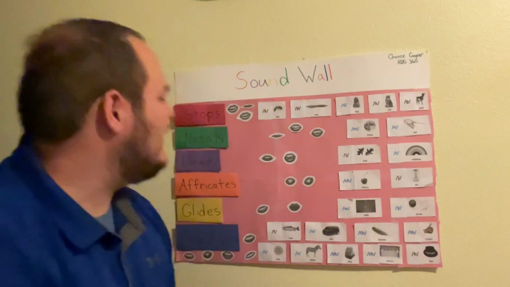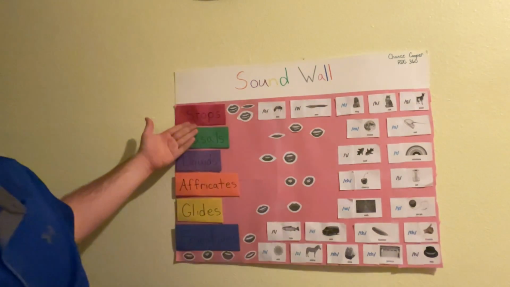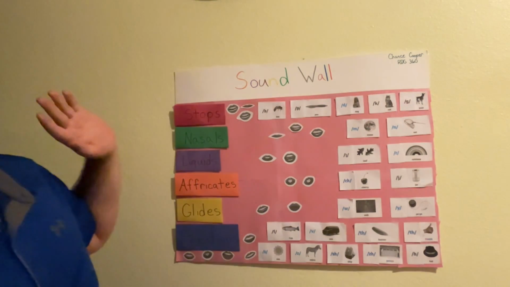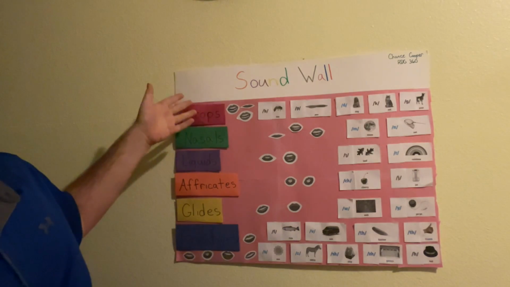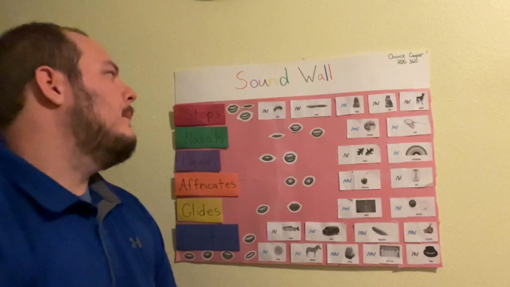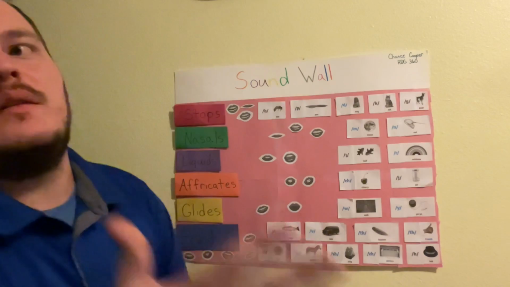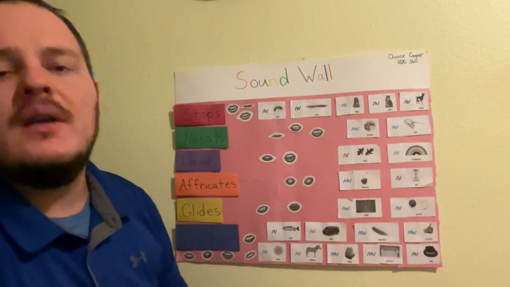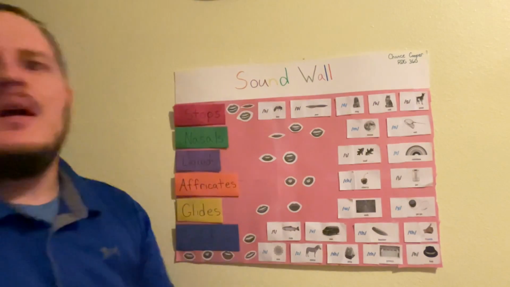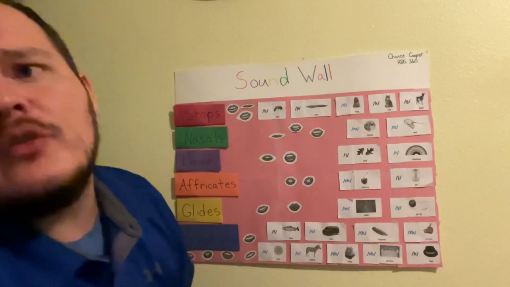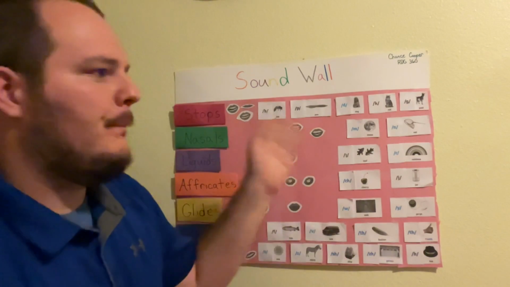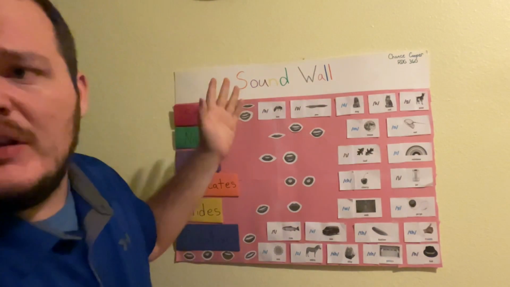But basically, we're going to start at stops. Stops is the first category of the sound wall, and it's probably the one everyone's heard before. It's when your airflow stops completely. For example, B, B, you just completely stop. Or P, pin. Your whole airflow stops, and then you suddenly release it. So P, pin. That's basically what stops is.